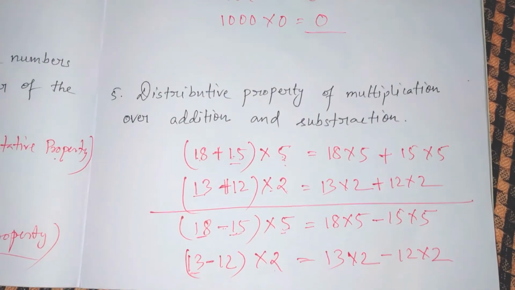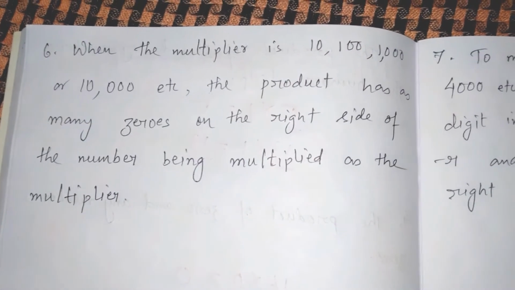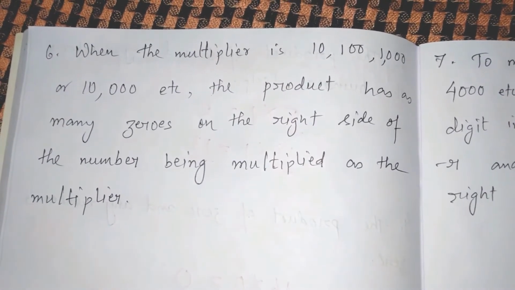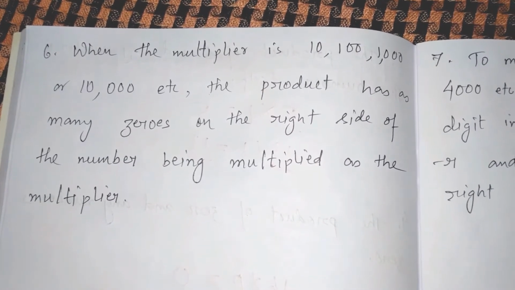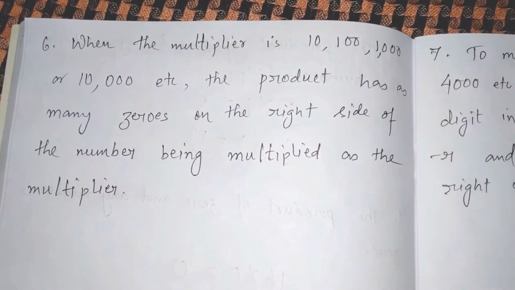So this property is very interesting. You see, when the multiplier is 10, 100, 1000 or 10,000 etc., the product has as many zeros on the right side of the number being multiplied as the multiplier.